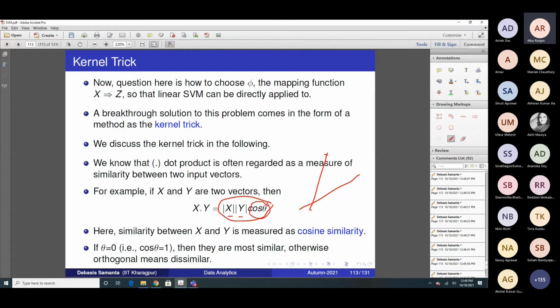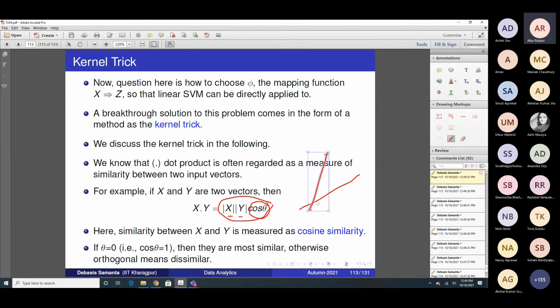What is the theta angle coming here? Theta is the angle between the two vectors. So here this is actually the theta. Now x dot y is x into y cos theta, or we can say x dot y is equivalent to the cos theta. Now the cos theta is the angle between the two vectors.